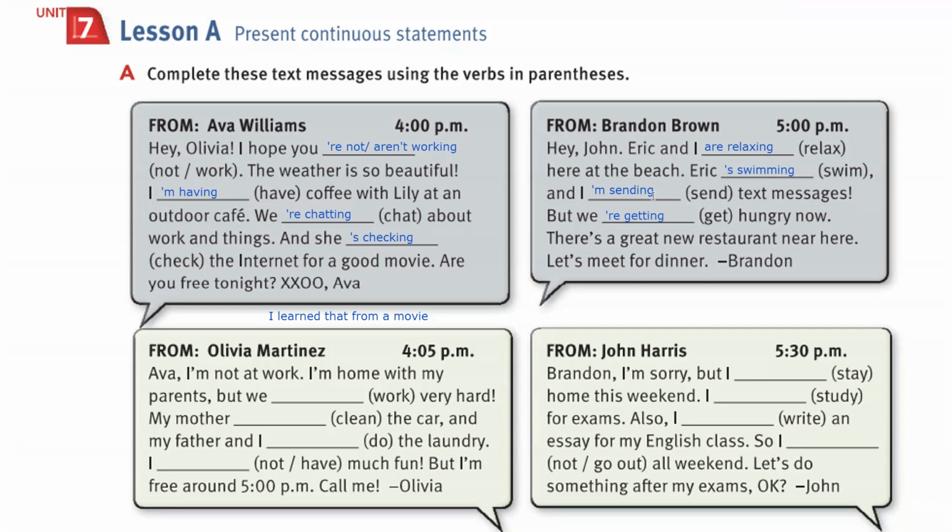Ava, I think. Ava, I am not at work. I am home with my parents. But we are working very hard. Continue. My mother is cleaning the car and my father and I are doing the laundry. I am not having much fun, but I am free at five p.m. Call me, Olivia. Good.